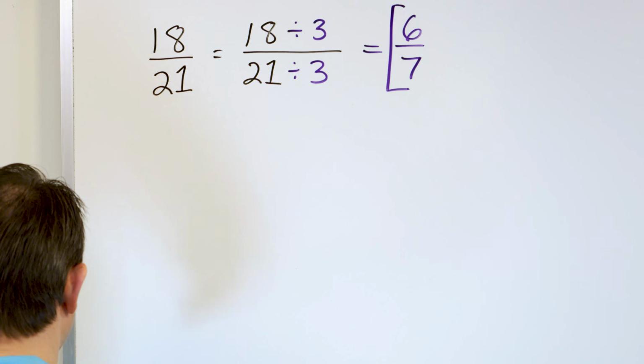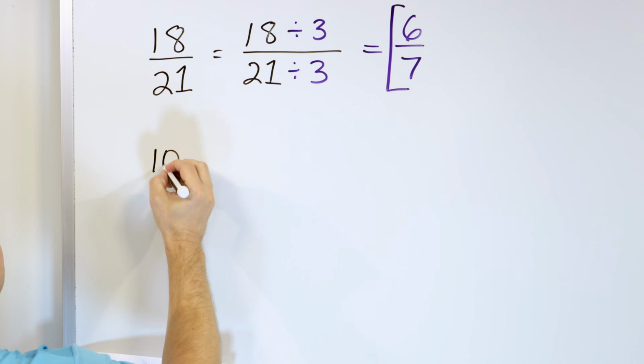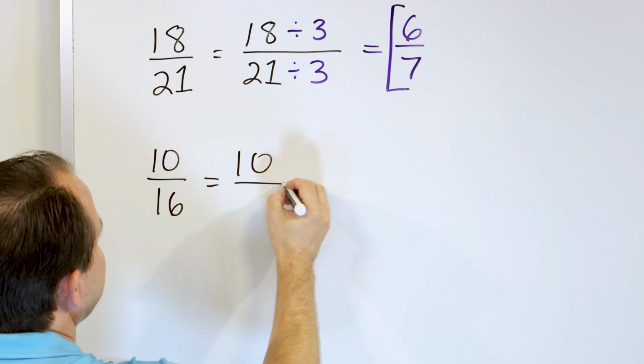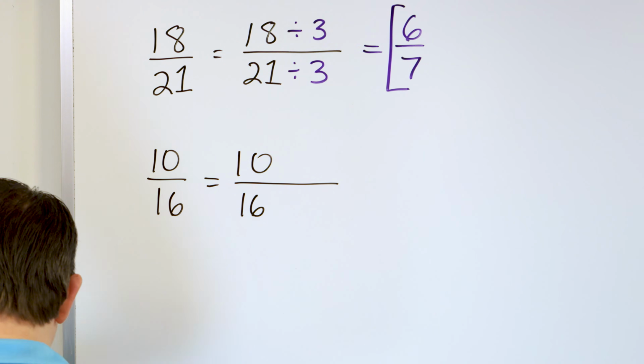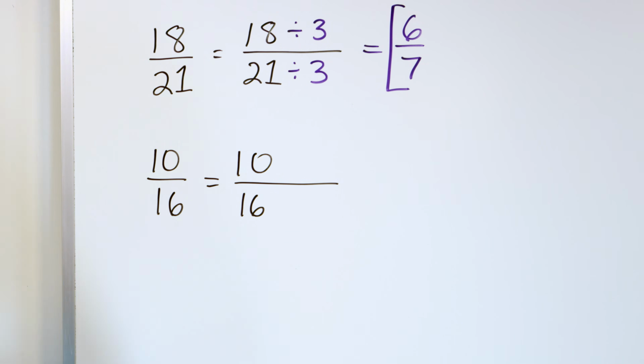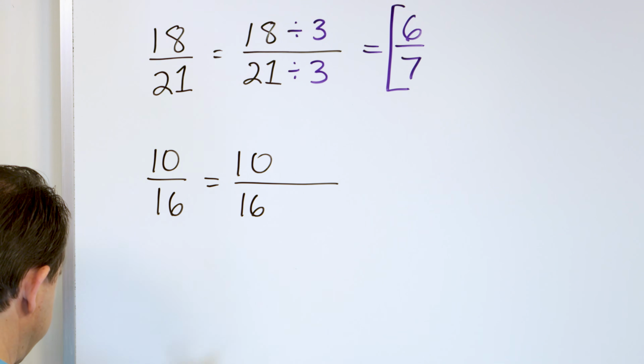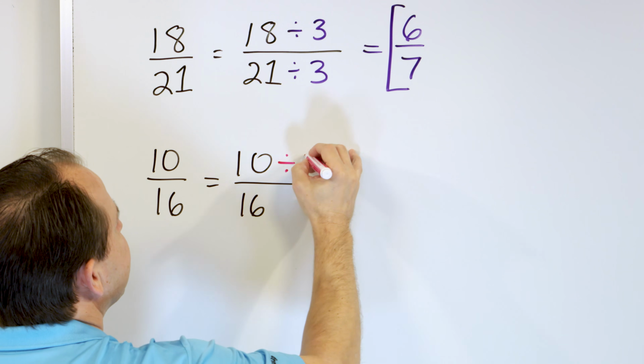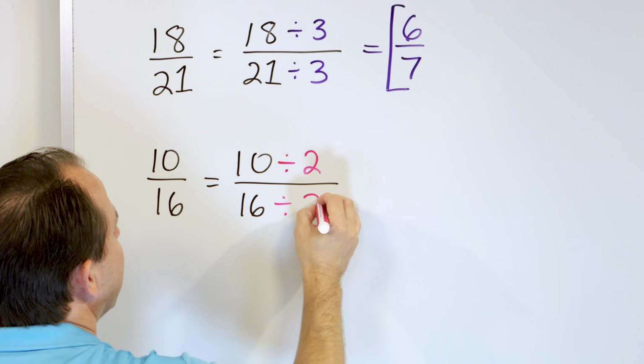All right, let's take a look at the fraction 10/16. So we rewrite the fraction as 10/16. Give us a little more room. And we ask ourselves, all right, what can we divide the top and the bottom by? Well, we immediately see these are both even numbers. So we know that I can divide the top by 2 and I can divide the bottom by 2 for sure.